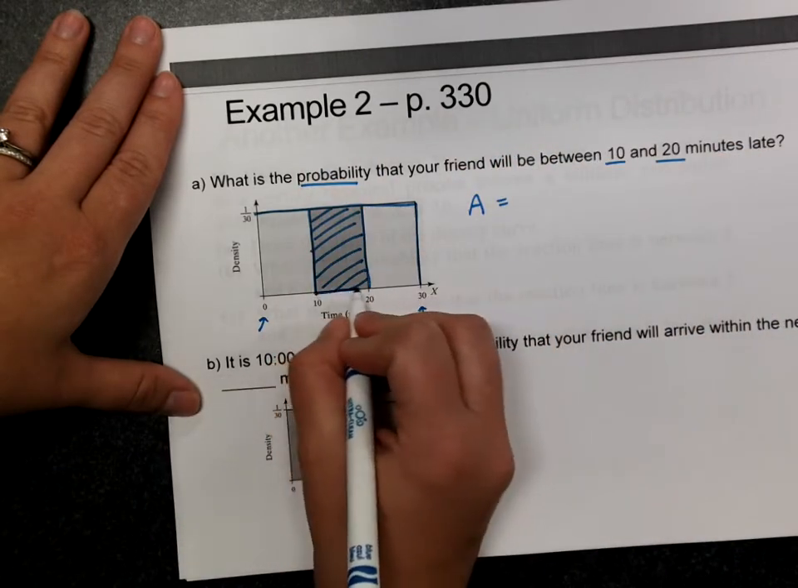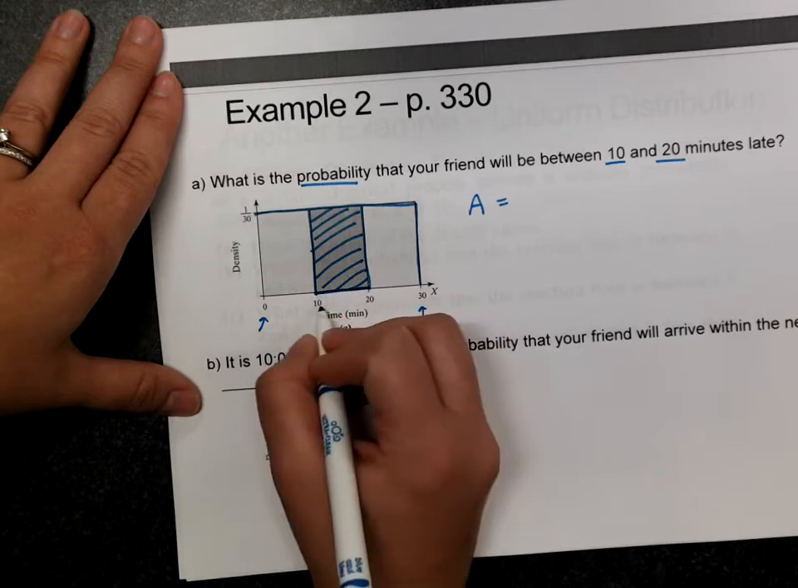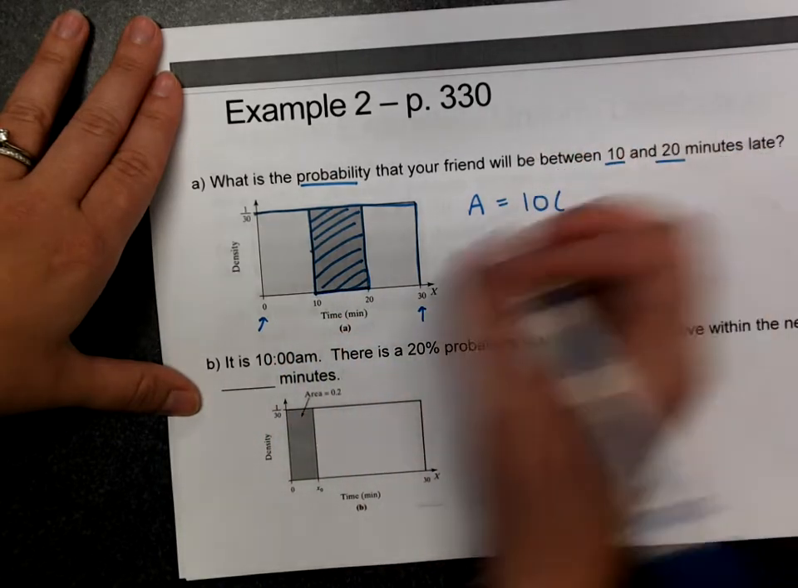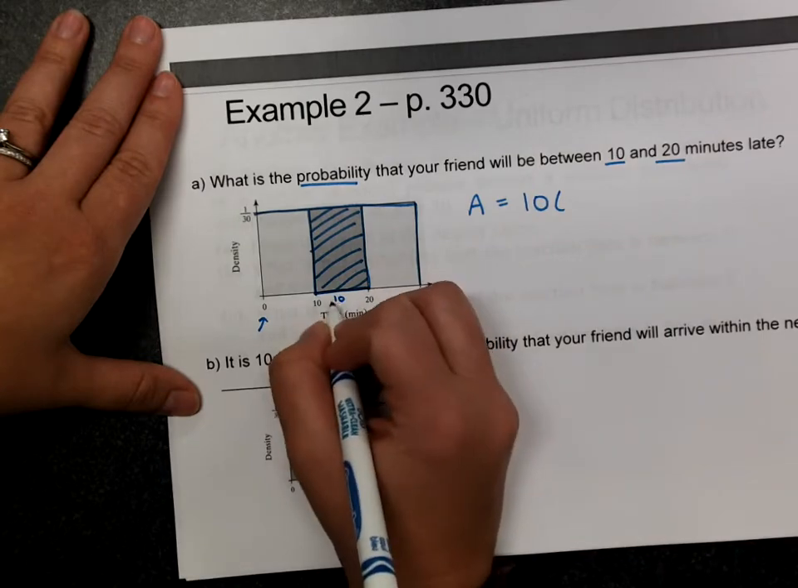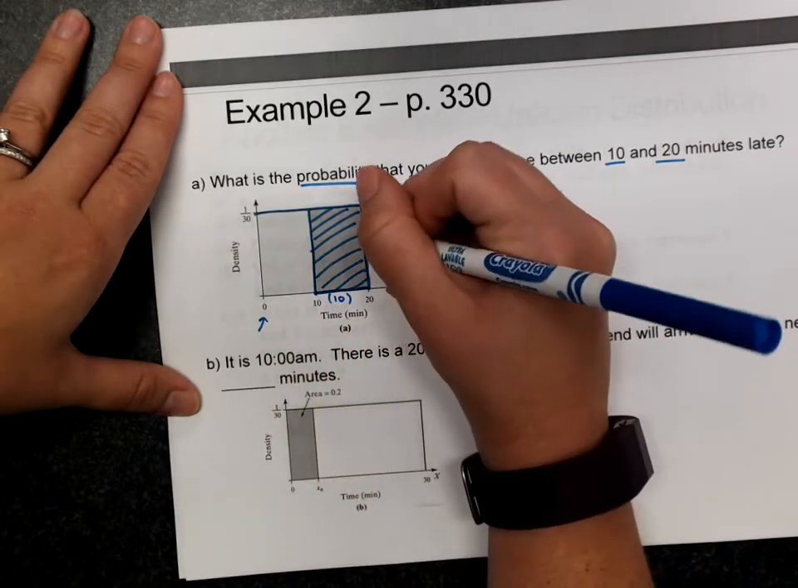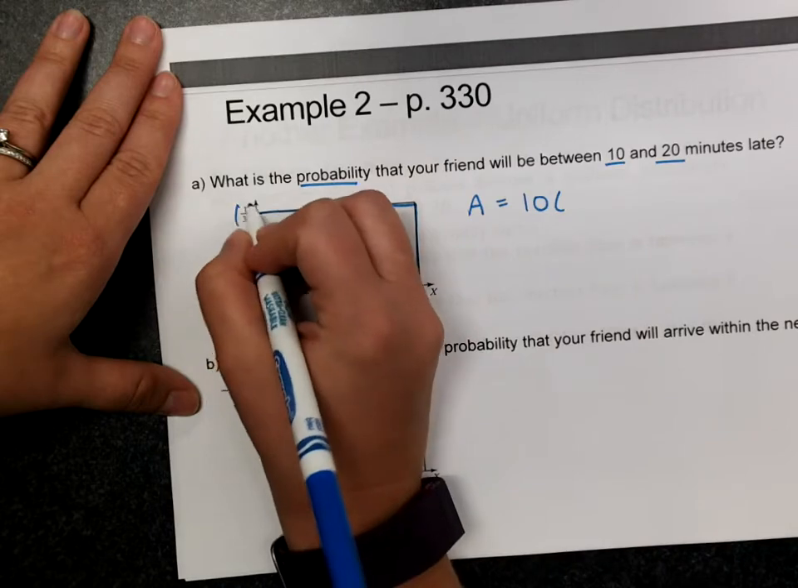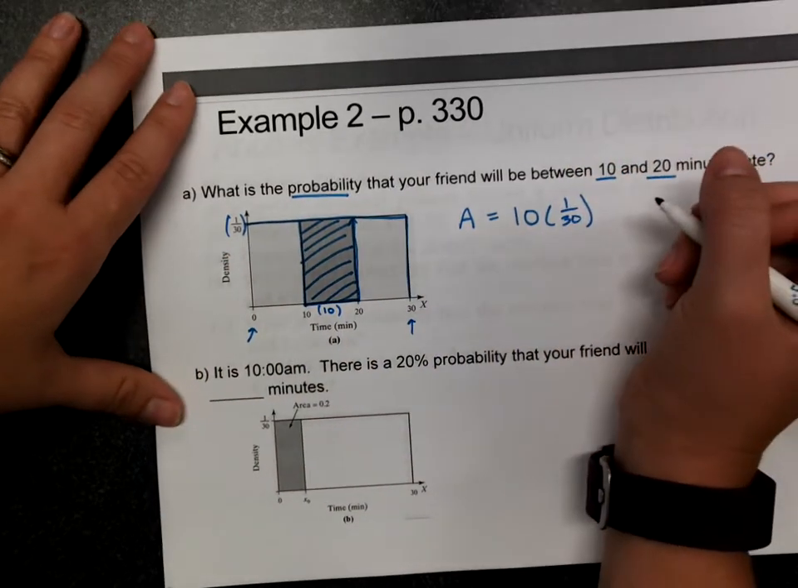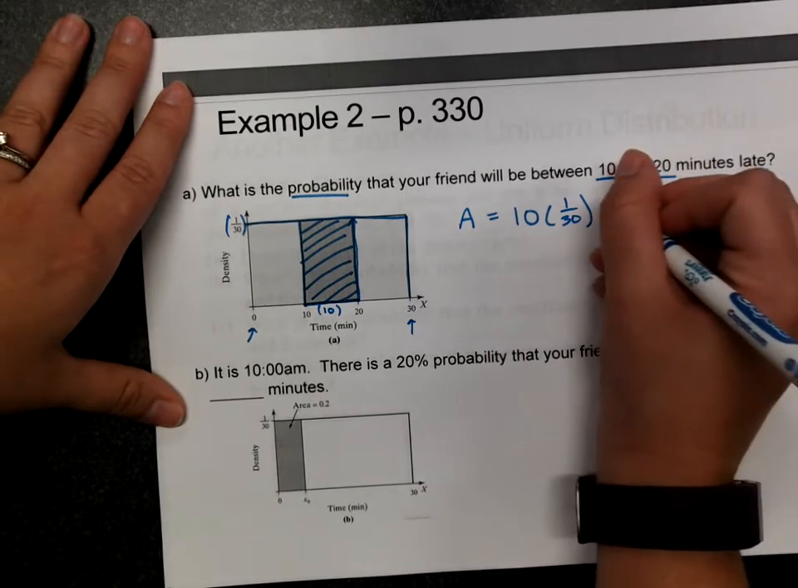So we need the horizontal distance between 10 and 20, which is 10. So that's like the width between those two is 10. And then the height will always be the same number, 1 over 30. So you can work this out by hand, or you can type this in the calculator.